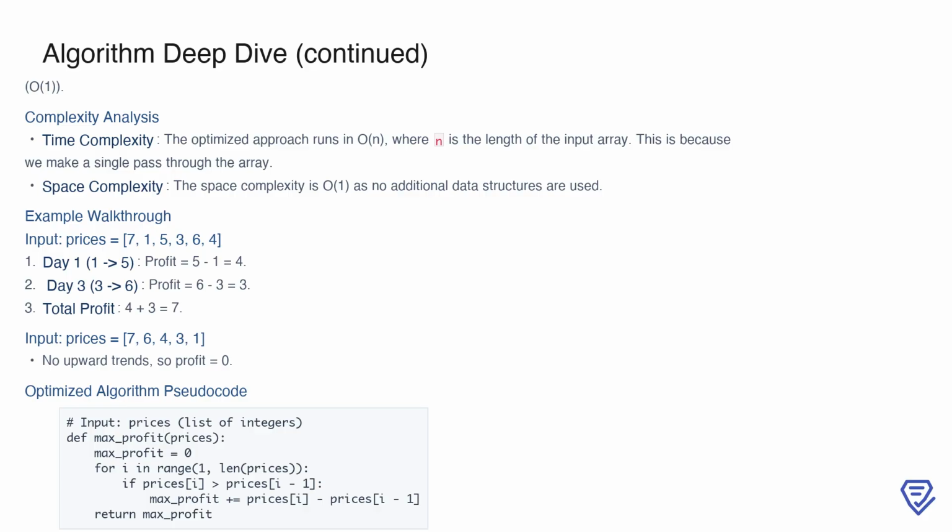The corresponding pseudocode for the optimized algorithm is straightforward: iterate through the array, adding the difference between consecutive prices whenever the later price is greater. This simplicity highlights the effectiveness of the greedy strategy in solving the problem.